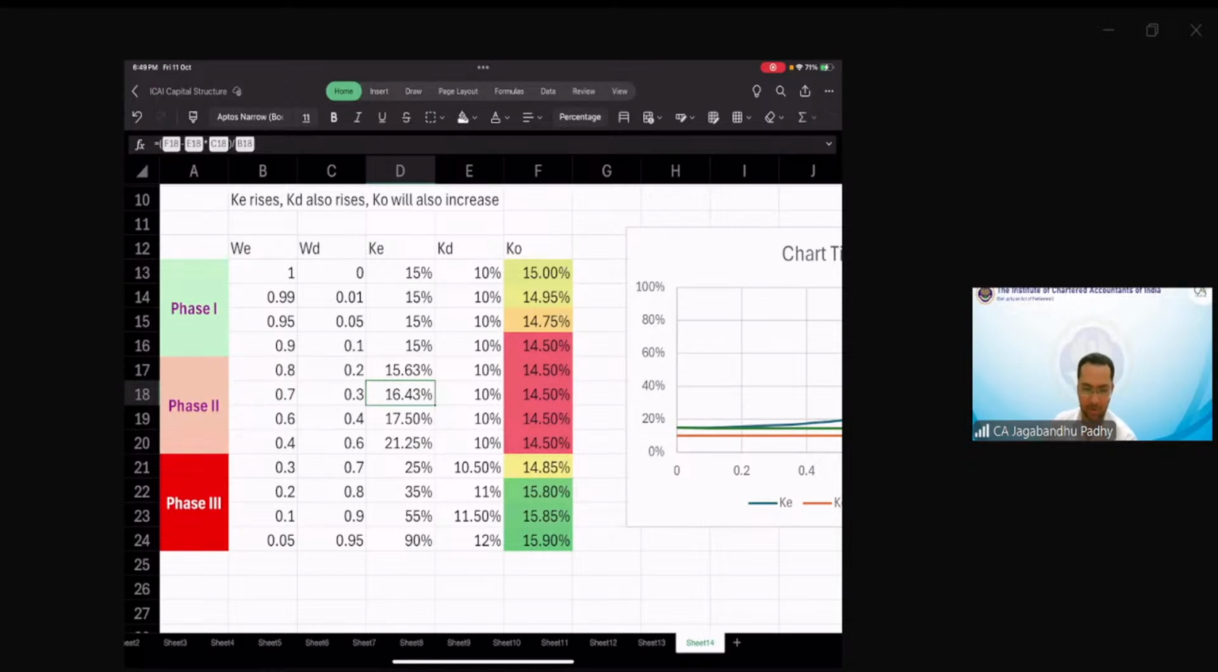Where is the cost of capital the same? The cost of equity is rising. But KO is the same now. KO will remain constant because KO was falling earlier. Now, due to the rise in KE, the KO becomes constant, just like in the previous net operating income approach. Yeah. Okay, fine.